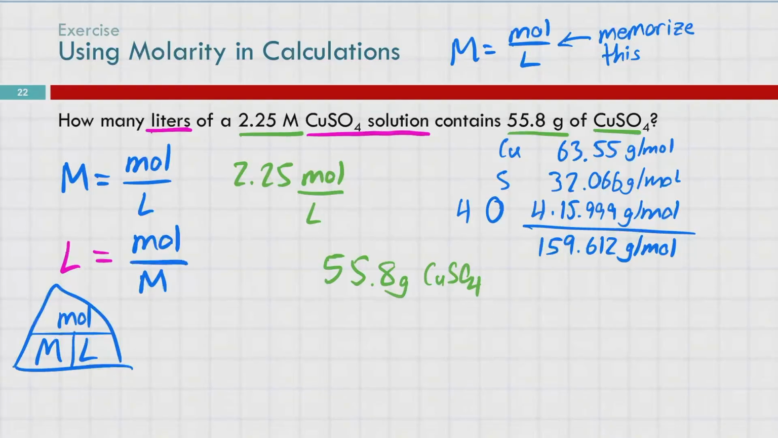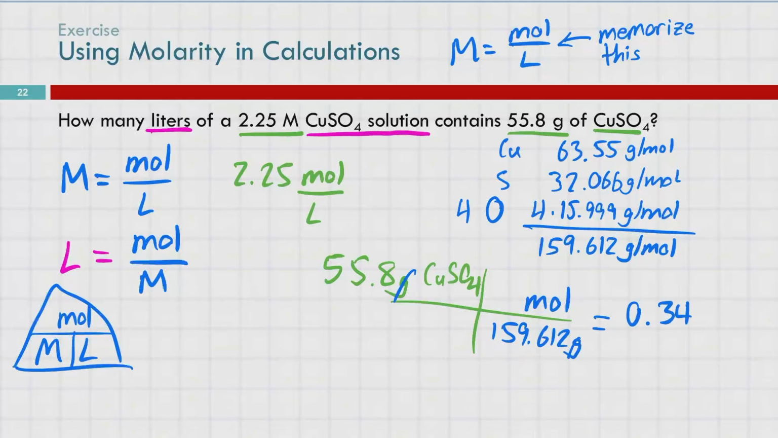I wrote out the calculation for the molar mass. We're going to divide by that to get moles. It'll be about a third. So 0.349 dot dot dot moles copper sulfate.